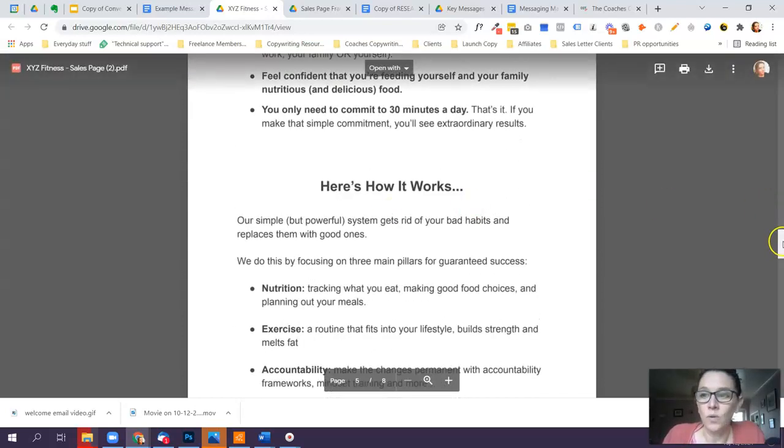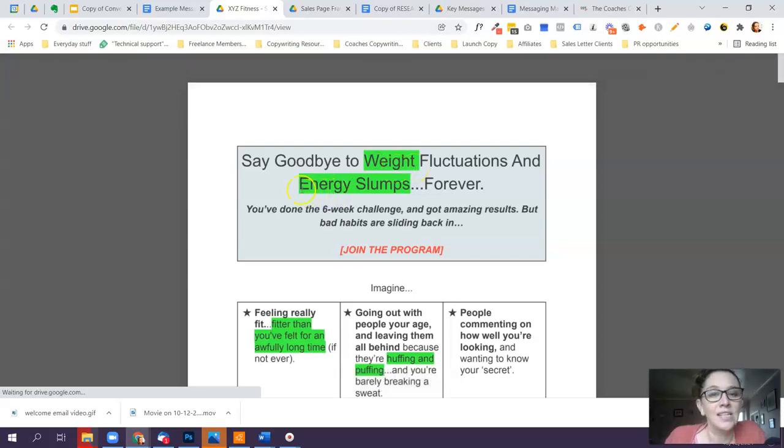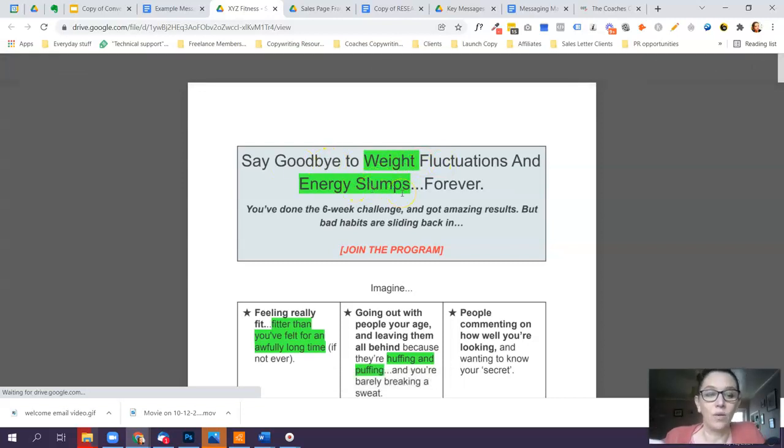So what I wanted to focus on up here is the stuff that I have highlighted in green. This language and these ideas, this idea of weight fluctuations and energy slumps, is what came out from that market research. This is the language that was in the messaging matrix when I pulled it all together.